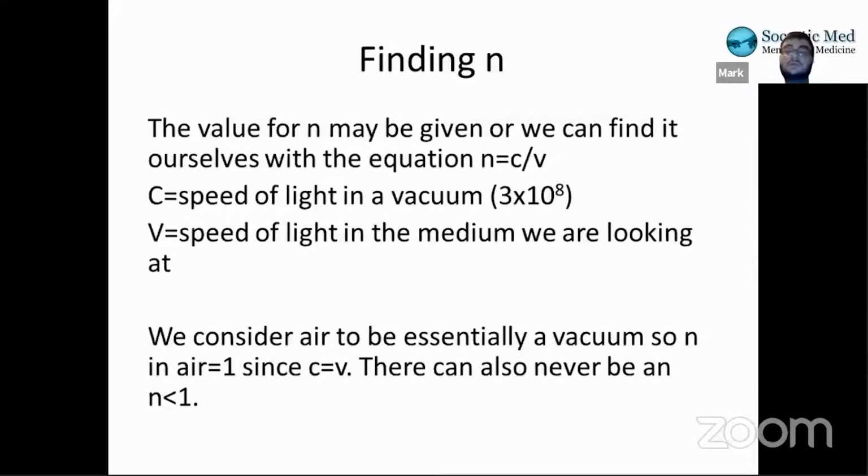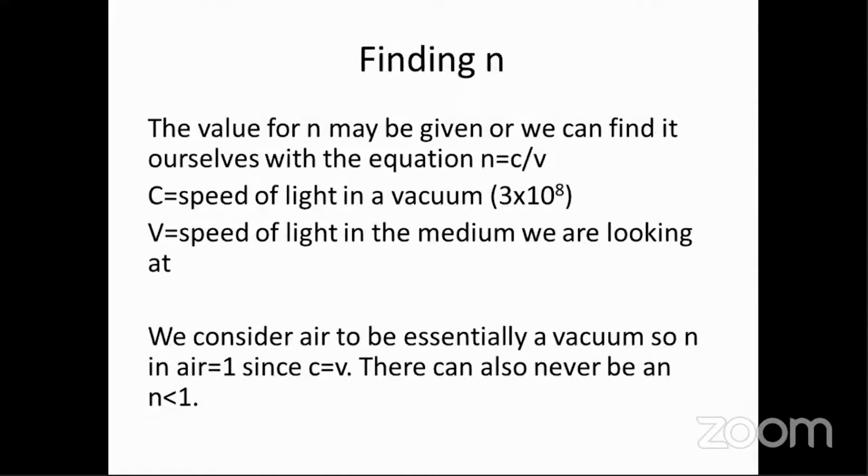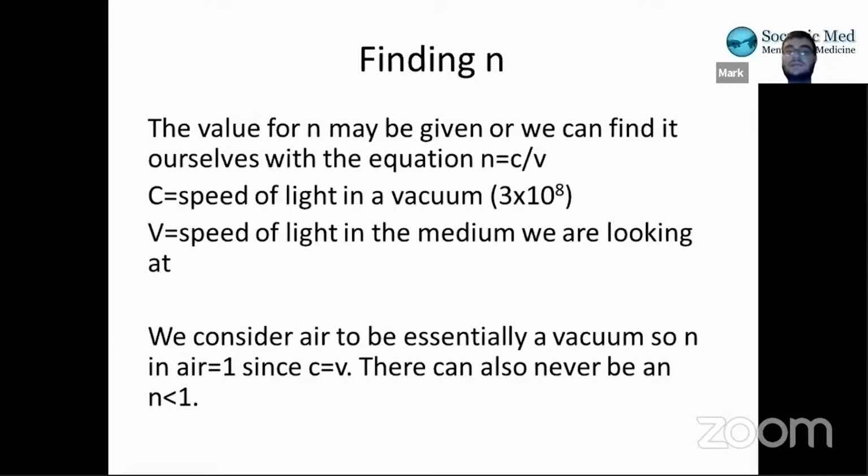3 times 10 to the 8th meters per second. V is the speed of light in the medium we are looking at. So if we're looking at glass, V is the speed of light in glass. If we're looking at water, V is the speed of light in water, right? So you always know what C is because it's always 3 times 10 to the 8th. And they'll give you, say, a V, right? What the speed of light is in the medium you're looking for. And you could find the index of refraction, the N value for that medium, right?